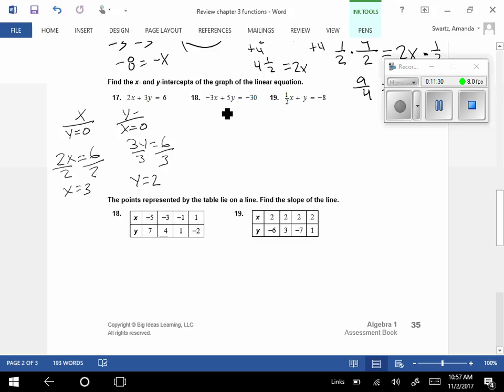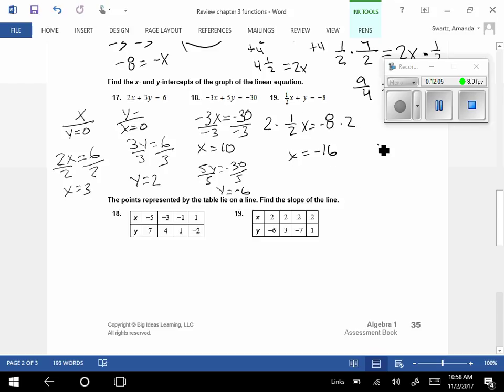Same thing here. If y equals 0, we'd have negative 3x equals negative 30. Divide by negative 3, x would equal 10. And if x equals 0, we'd have 5y equals negative 30. Divide by 5, and y would equal negative 6. Okay, so then over here, if y equals 0, we'd have 1/2 x equals negative 8. To get rid of 1/2, we're going to multiply by the reciprocal of 2, so x would equal negative 16. And then if x is 0, we just have y equals negative 8. So those are your x and y intercepts.